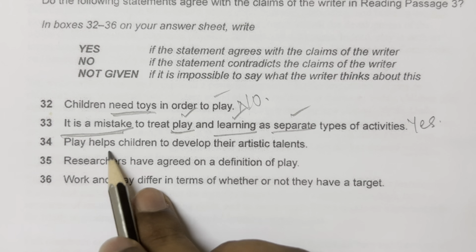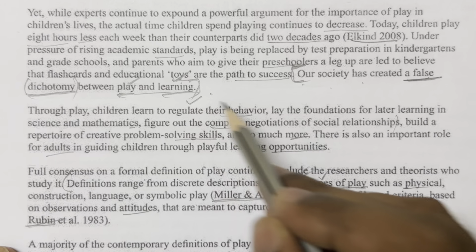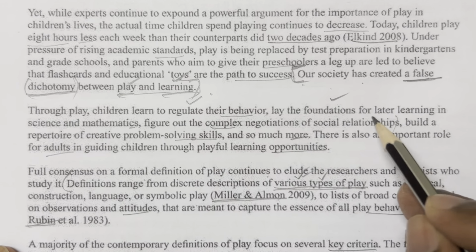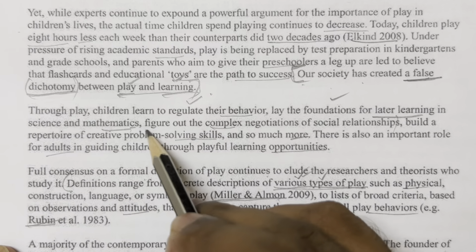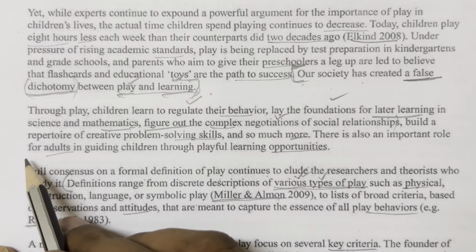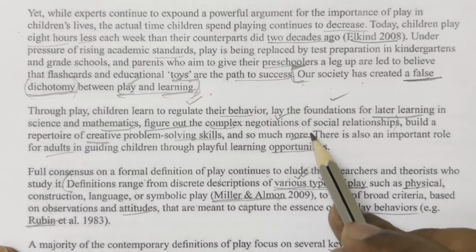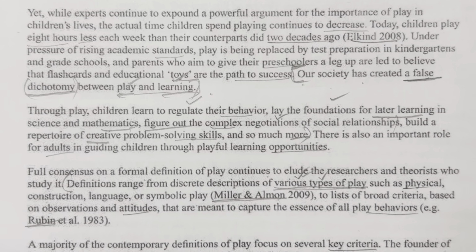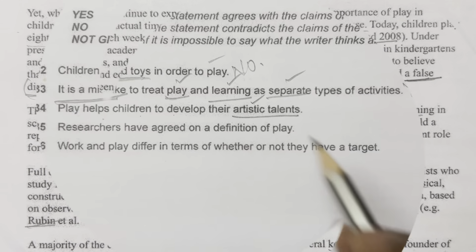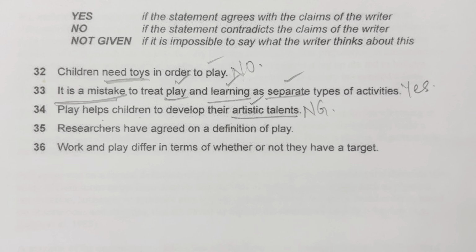Next one. Play helps children to develop their artistic talents. Okay, now he's talking about artistic talents. So through play, children learn to regulate their behavior, lay foundations for later learning in science and mathematics, figure out the complex negotiations in social relationships, build a repertoire of creative problem solving skills and much more. Okay, is anything given here like artistic talents? No, he didn't mention anywhere that it develops artistic talents. So obviously this is not given because it is not mentioned anywhere in the paragraph. So next one.